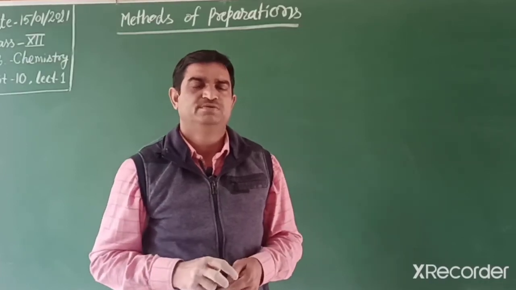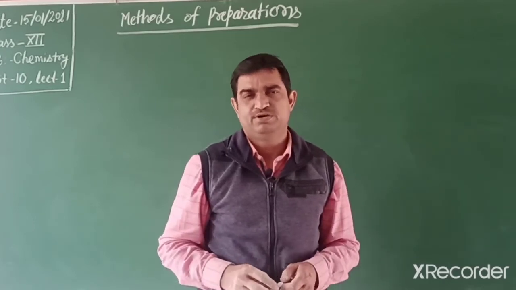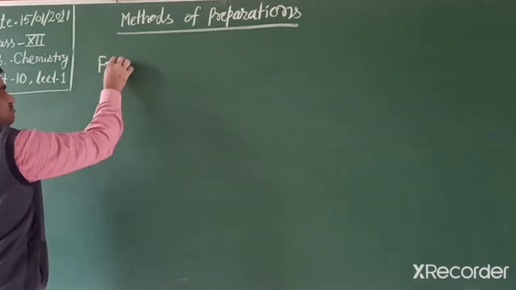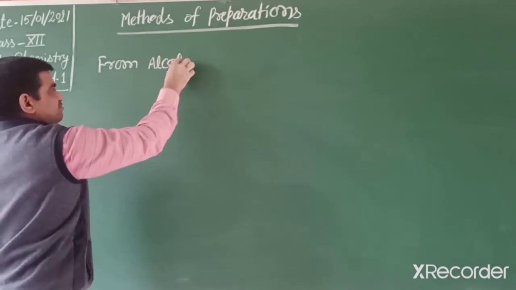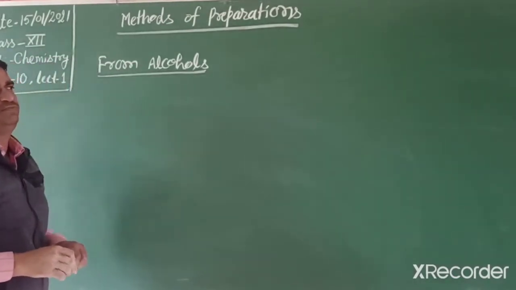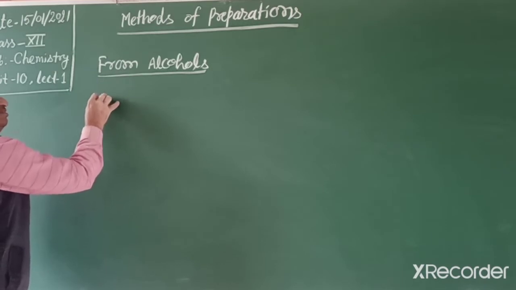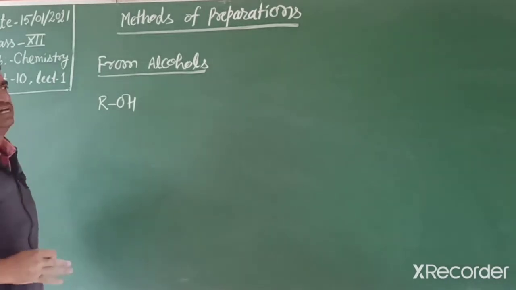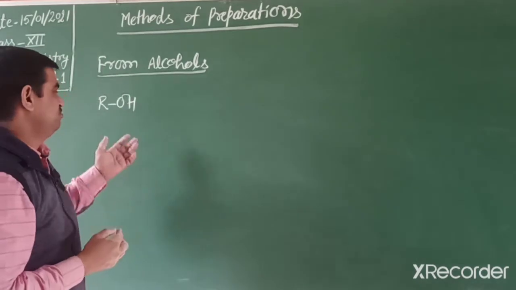Now students, we will discuss the methods of preparation of haloalkanes and haloarenes. First we take from alcohols. Students, how can we prepare alkyl halides from alcohols? We know alcohol is represented as ROH, which can be 1 degree, 2 degree, or 3 degree alcohols. There are many methods to prepare alkyl halides from alcohol.